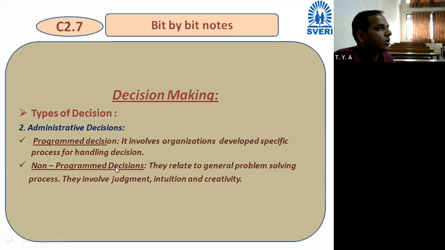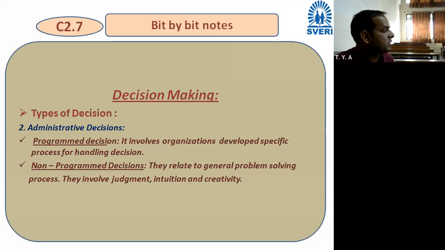Now the second one is a non-programmed decision. These are related to the general problem solving process, and they involve judgment, intuition, and creativity. Means what? As per the requirement, the situation changes. So by your own judgment, intuition, and creativity, you take the decision. But these are not predecided. You think, if I take the decision in this way, creativity will be there and there will be benefits to the organization. For the betterment of the organization, you are taking this decision.